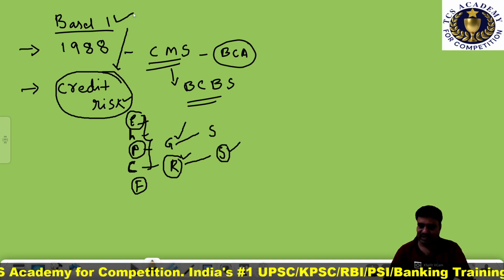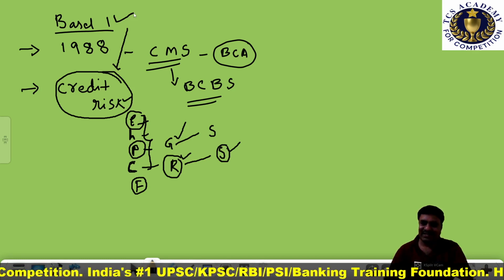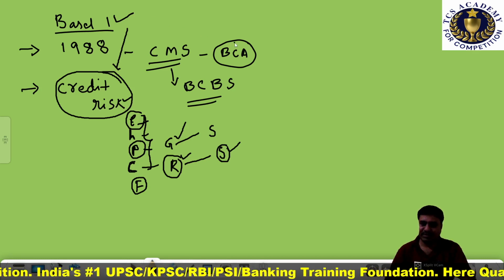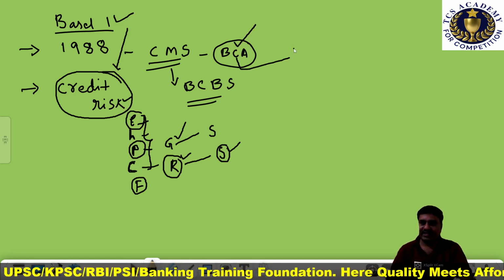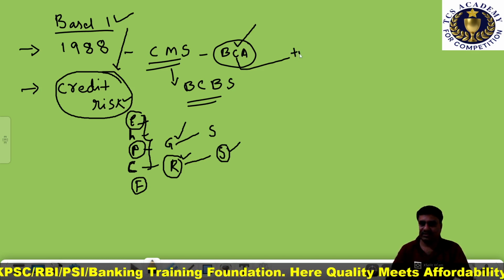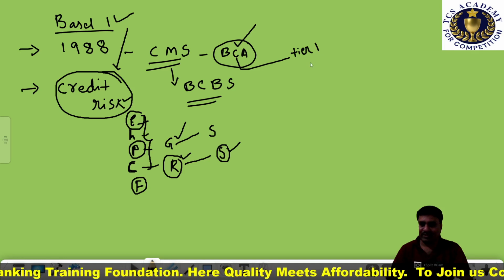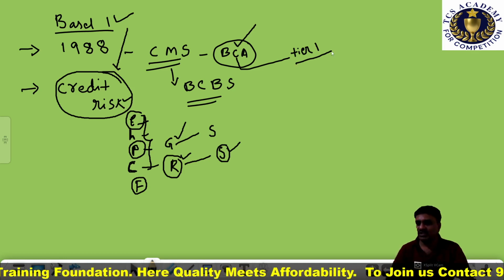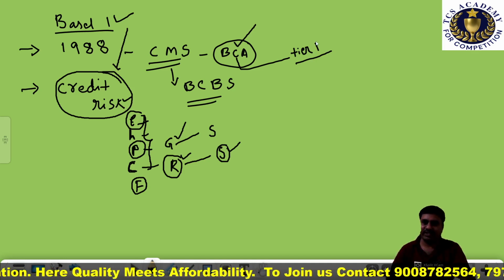What is the capital measurement system? The Basel Capital Accord. This particular capital we call Tier 1 capital. You know very well, what is Tier 1 capital? Tier 1 capital is nothing but equity shares, equity capital. Clear?